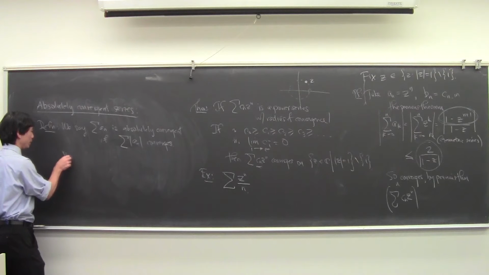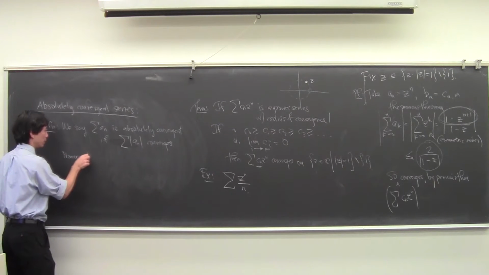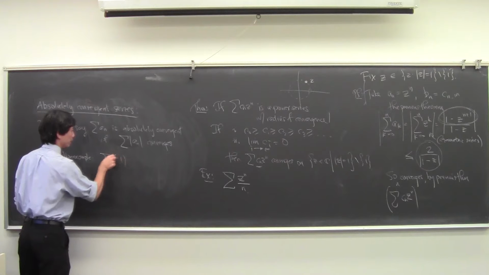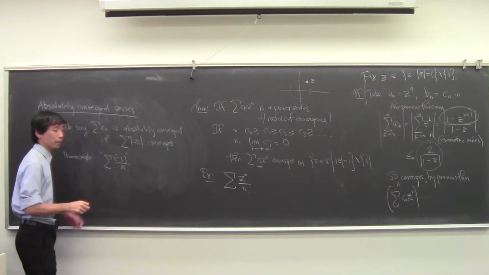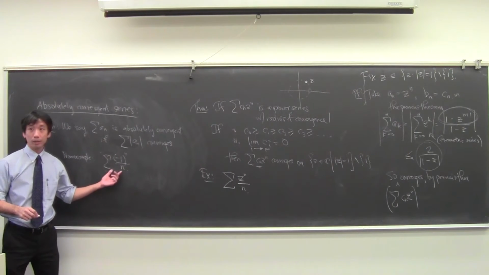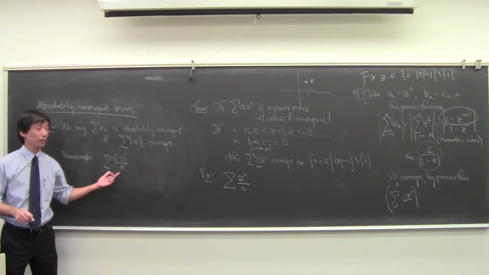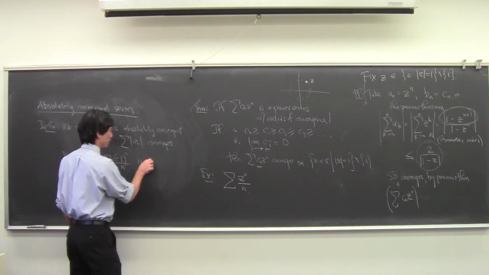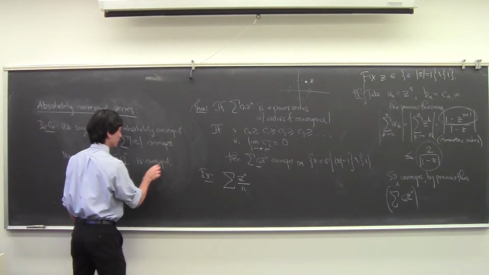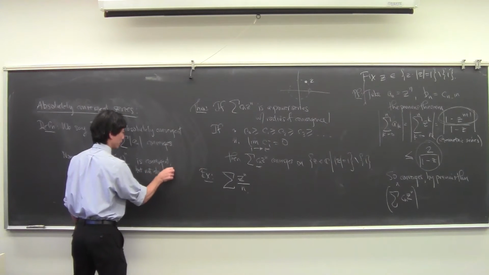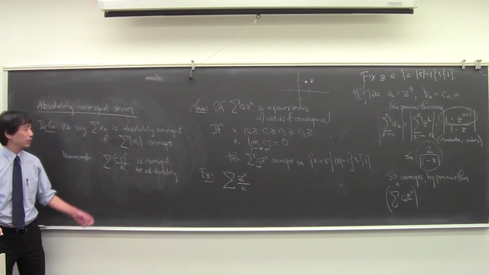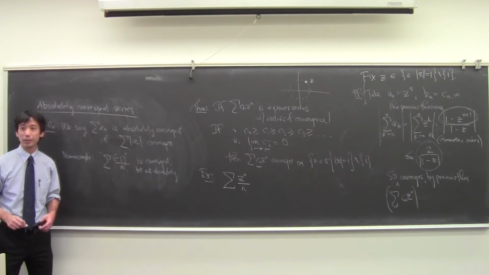Okay, so for a non-example, if we look at (-1)^n over n, that converges, right? That's convergent, but not absolutely convergent. Because if you take the absolute value, you get the harmonic series. And we saw earlier by the p-test that 1 over n doesn't converge.